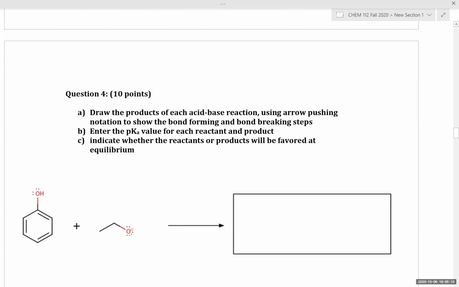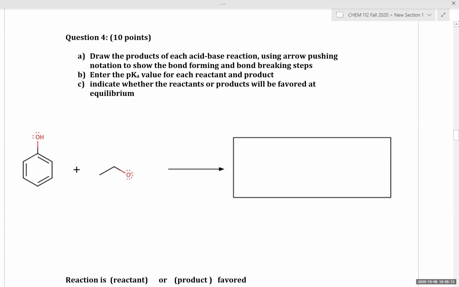So let's keep going now. In this case, we're asked to draw the products of each acid-base reaction using arrow pushing notation. Students need to really make sure to read the entirety of what I'm asking in each question, because that's where a lot of point deductions came into play. And it's really something that I'd like to see corrected before we get to later exams. You really want to make sure to read each question carefully and fully answer each portion of the question.